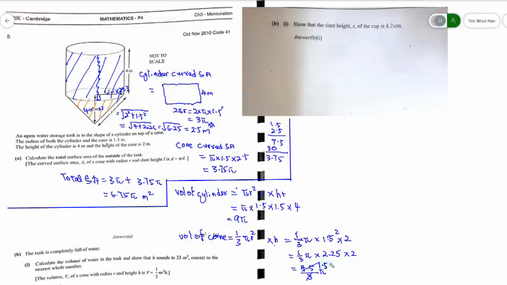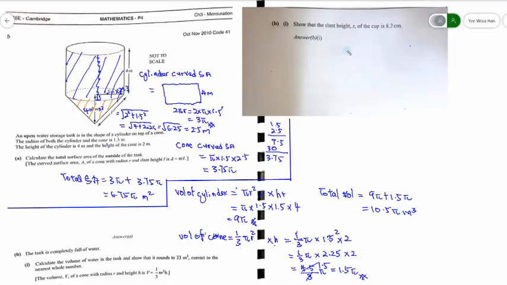Now simplify this. It's 1.5 pi. So the total volume, you take this plus this, it gives you the total volume. 9 pi plus 1.5 pi gives you a total of 10.5 pi meter cube.